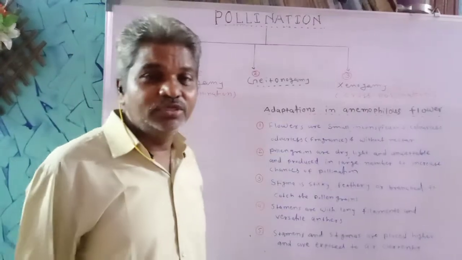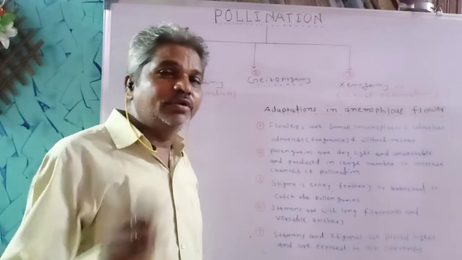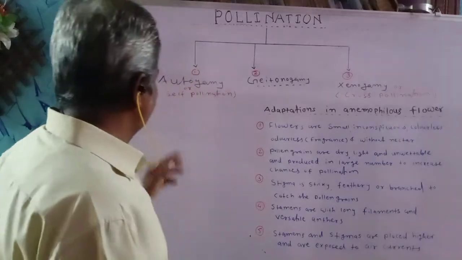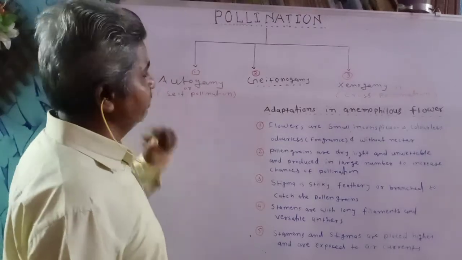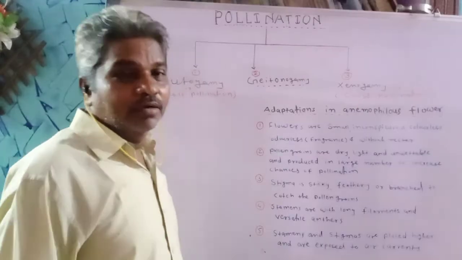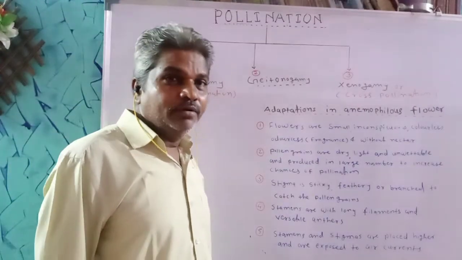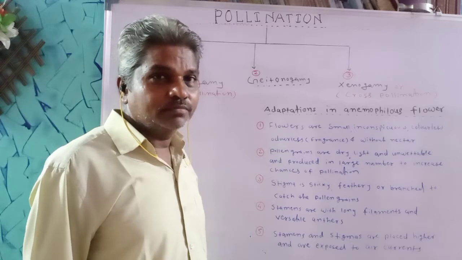Such a process is called autogamy. This autogamy involves a single flower. Transfer of pollen grain from anther to the stigma of the same flower is called autogamy. Example: pea or maize.